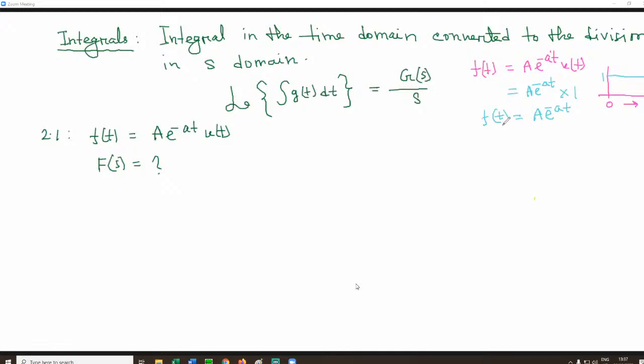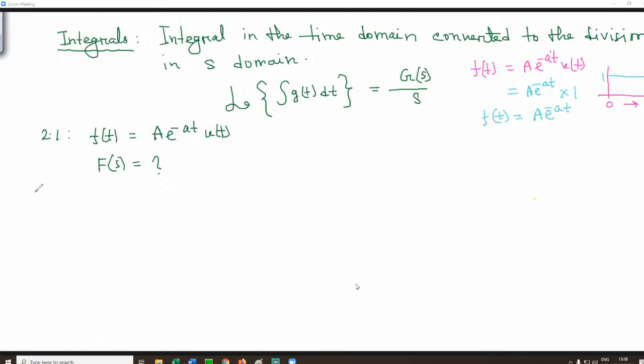Sir, the answer is A by S plus a. Yes, right. Your answer should be capital A by S plus a. Hopefully you can solve it. It's not that difficult, right? Very good. If you have a problem, or it is a solved problem from the book, you can always go there and see it. It is simple, you can solve it by yourself.